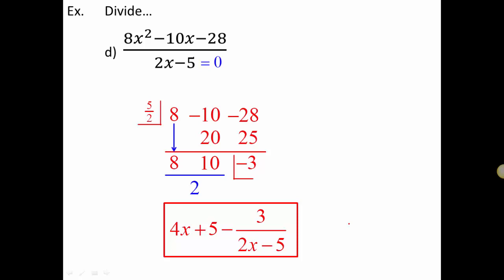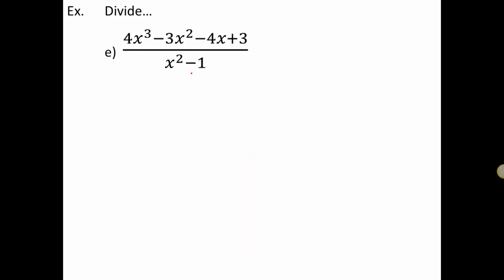Now up to this point, you may have noticed something. All these problems are dividing by linear polynomials. The denominators of all 4 of these problems have been linear on the bottom. So what happens if I have more than 2 terms on the bottom or higher than a first degree polynomial? Well, let's look at the next couple of examples.